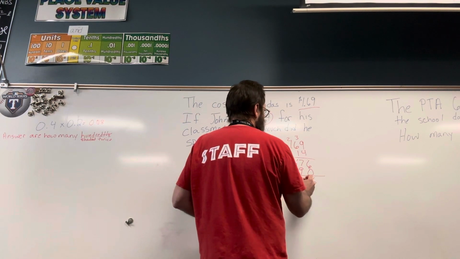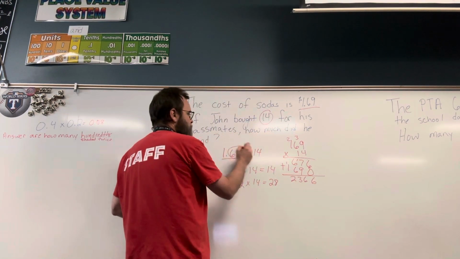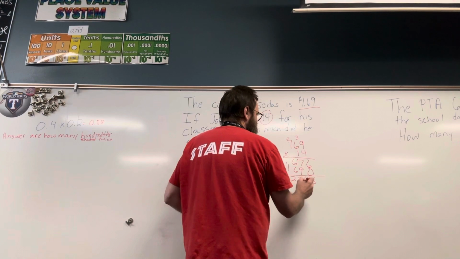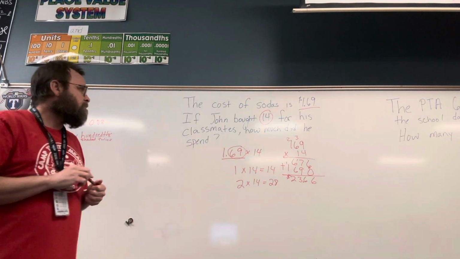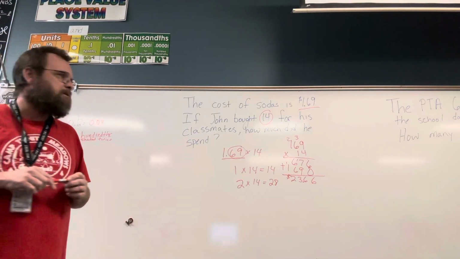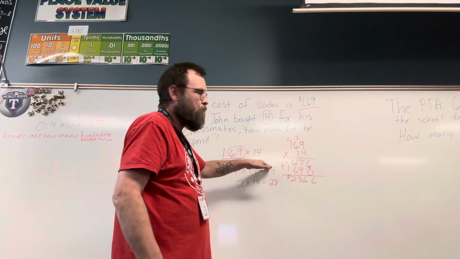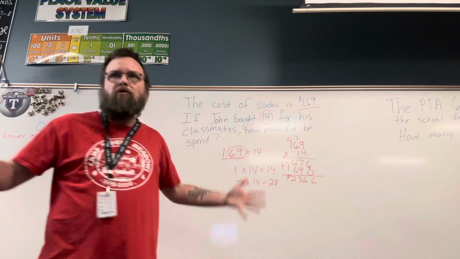So I have $23.66. Two numbers behind the decimal point in my problem, two numbers behind it in my answer. So that would mean that John spent $23.66. That does fall between our high and low estimate. So boom, that works.